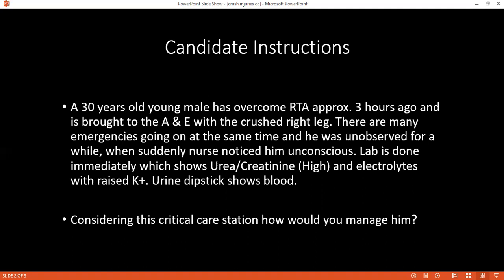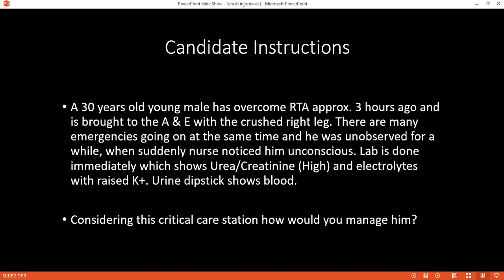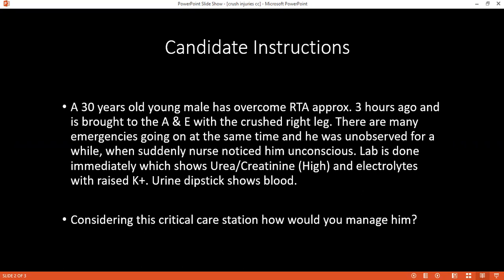Okay, Dr. Mohammed, the patient has a right crushed leg. How would you evaluate how much blood loss the patient has had? I will assess the circulation and blood loss according to the pulse, blood pressure, urine output, mental state, and peripheral warmth. The patient is unconscious. So how would you assess the grade of the shock?